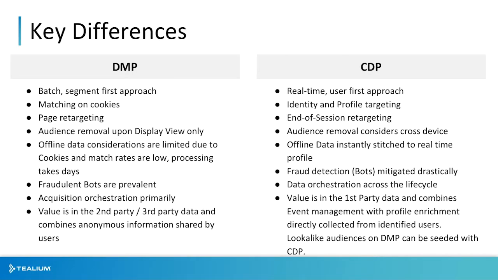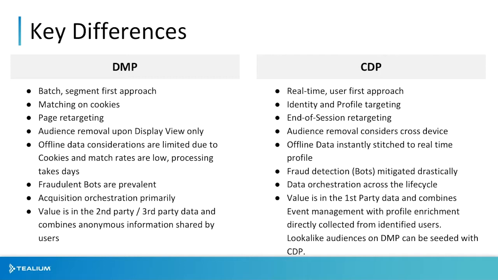There are key differences there. The DMP has a segment-first approach. The CDP is a real-time user-first approach. DMPs use cookies. CDPs do identity and profile targeting, and they know precisely who they're dealing with. DMPs do page retargeting. CDPs will wait till the end of session and immediately react in real time because CDPs have the ability to understand who they're dealing with and how to contact them. It's not anonymous in that case. DMPs do audience removal once they view the display ad. Once those eyeballs see the display, DMP's job is done. Not a CDP's.